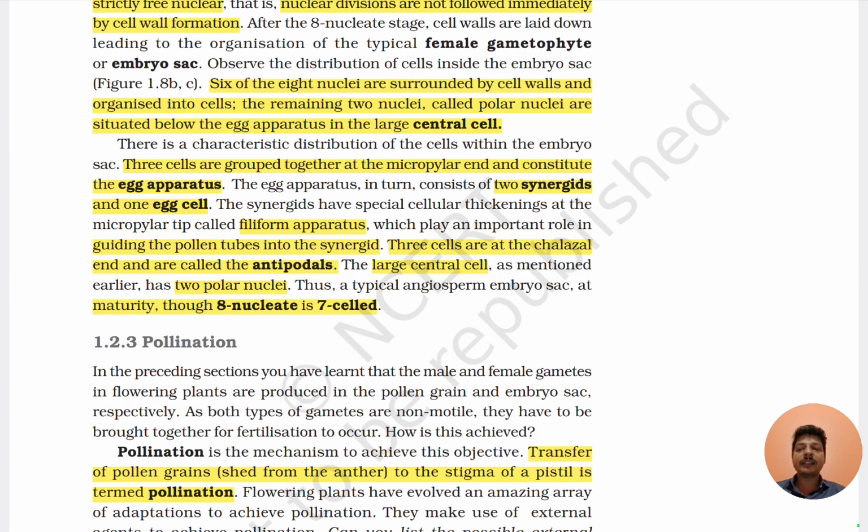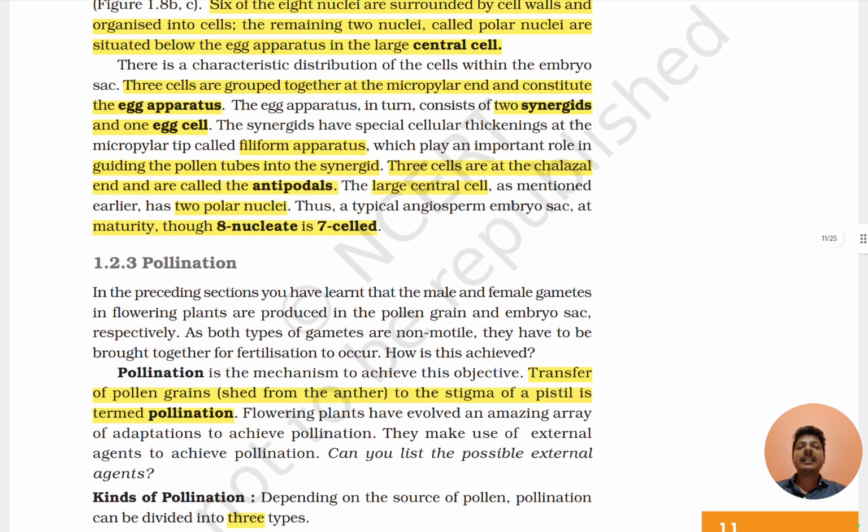Three cells at the chalazal end are called antipodals. The large central cell, as mentioned earlier, has two polar nuclei. Thus, a typical angiosperm embryo sac at maturity is eight-nucleate and seven-celled.